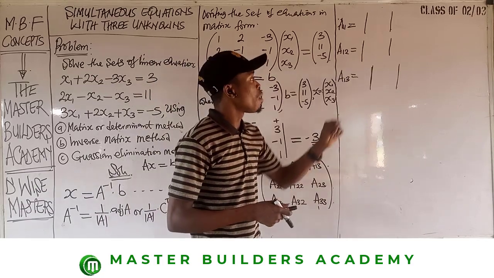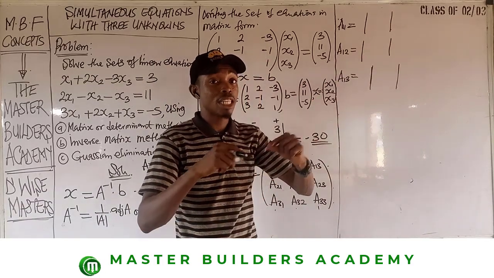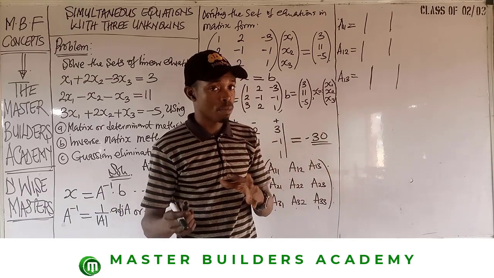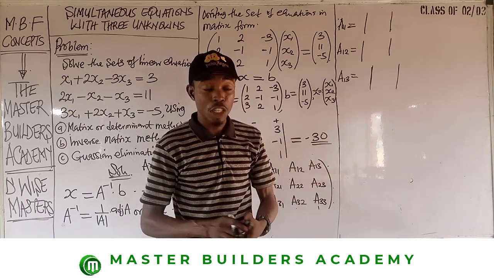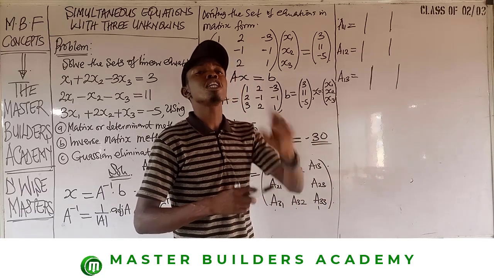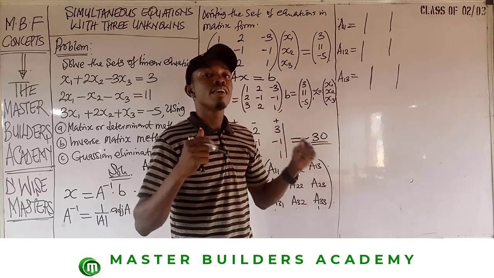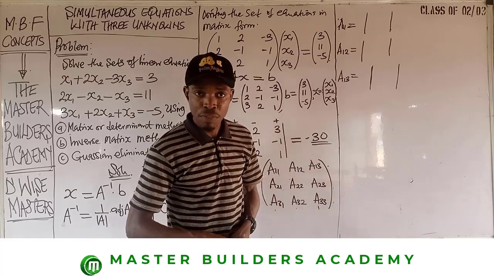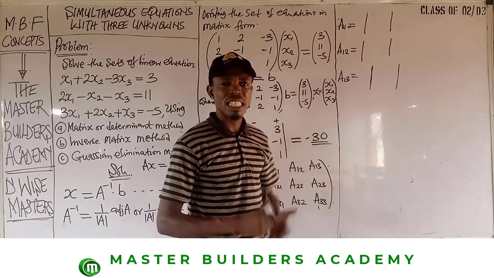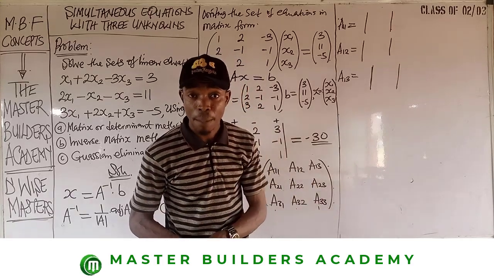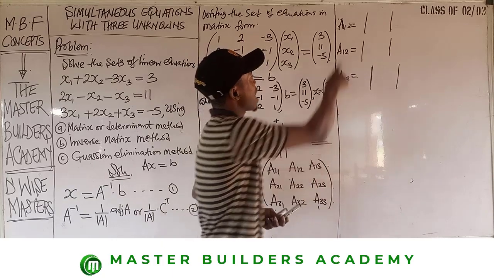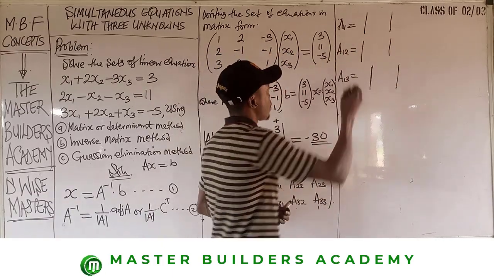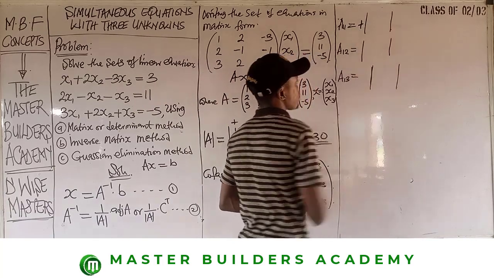Now look at it. For me to be able to know the one that will be positive, I need to add the row number to the column number. If the sum of the row and column gives me an even number, it shows that it will be positive. But if the sum gives me an odd number, it's going to be negative. What are even numbers? Even numbers are numbers divisible by 2 without remainder. Clear? So, if I add 1 plus 1, it will give me 2. Can 2 not divide 2? Yes. Plus. This guy becomes plus.